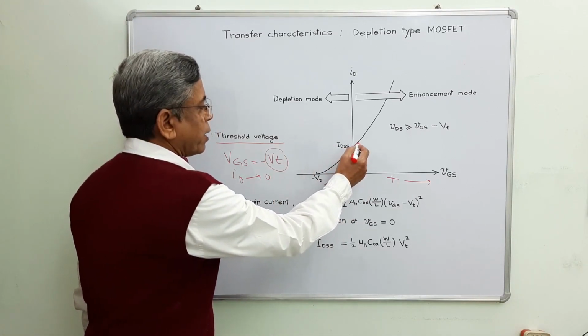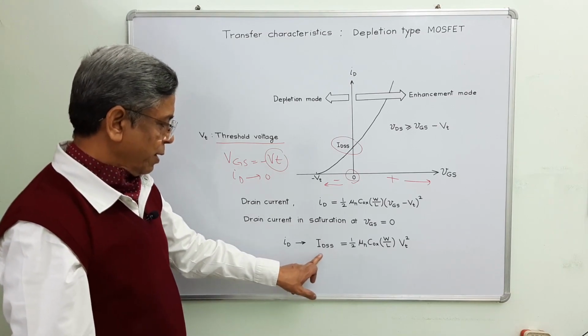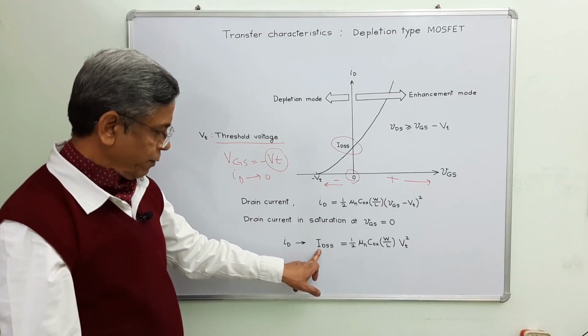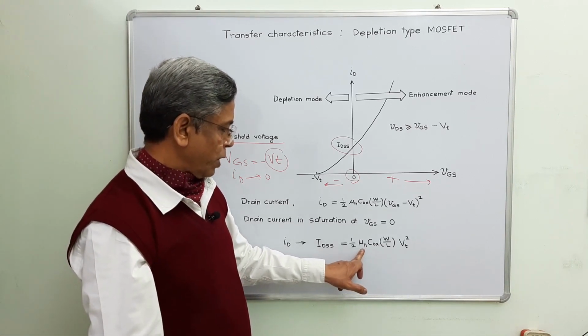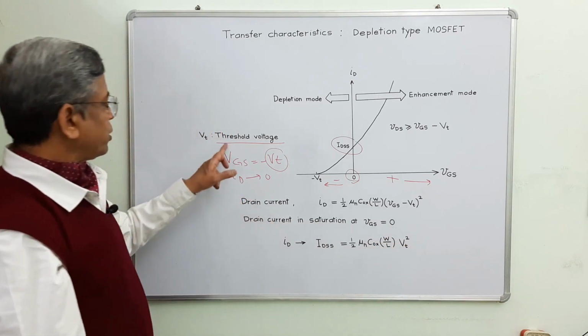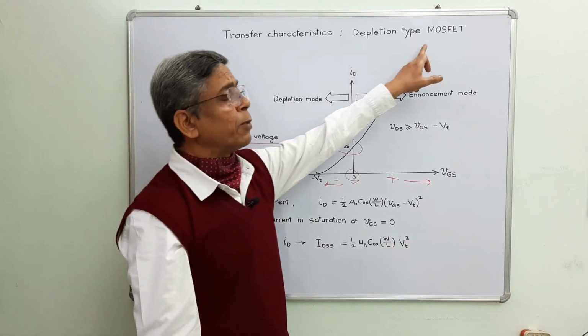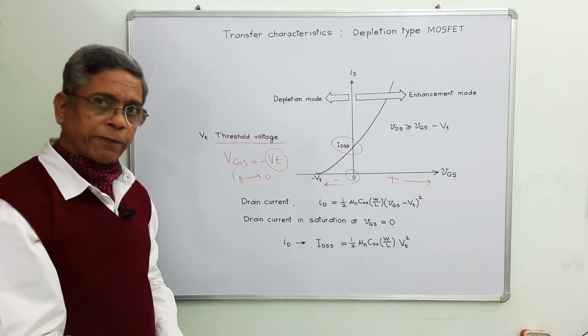This point is known as IDSS. Drain current from drain to source at saturation is half mu n COX W by L, VT square. VT is the threshold voltage for depletion type of MOSFET. So this is all about transfer characteristic for depletion type of MOSFET.